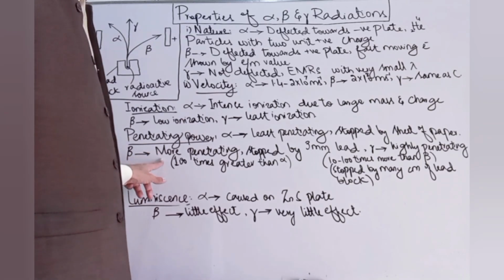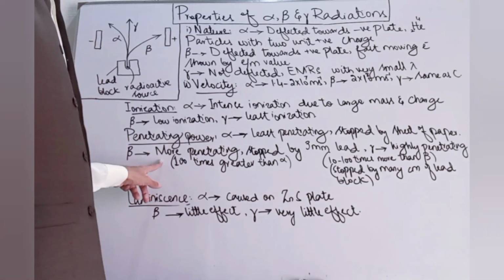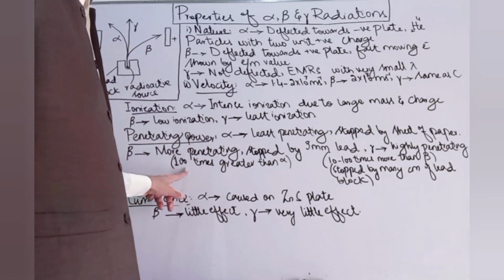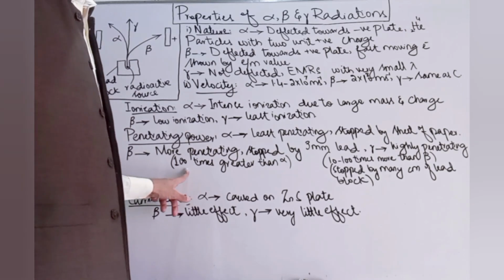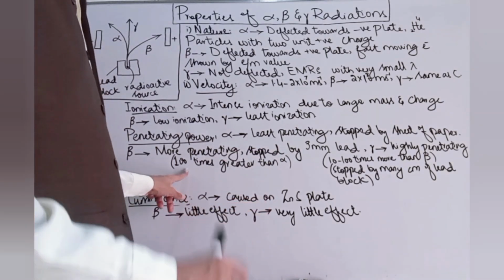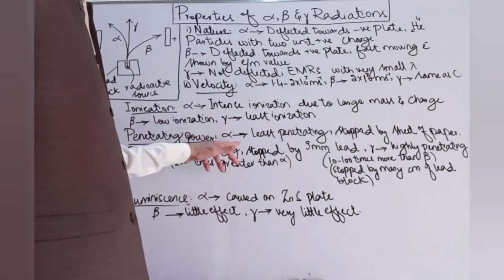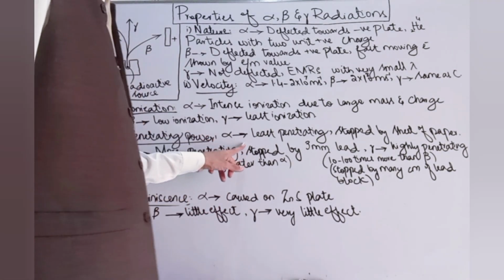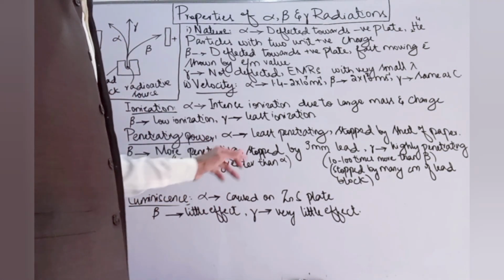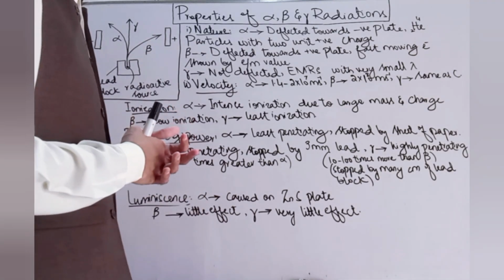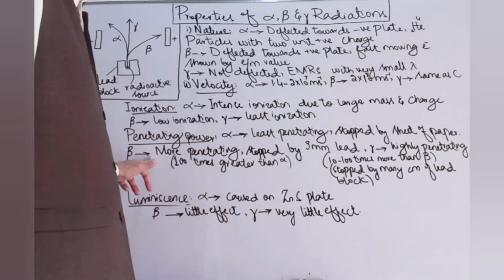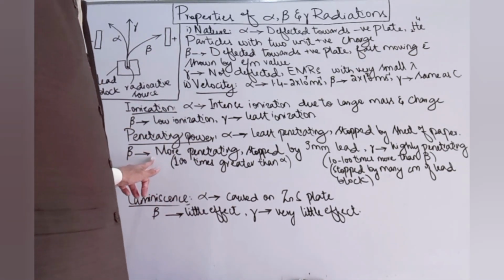Beta particles are more penetrating as compared to the alpha particles, and their penetration is 100 times greater than that of the alpha radiations. Why? Because their mass is small and their speed is large. They can be stopped by a 3 mm lead block. So a 3 mm thick lead sheet is required to stop the penetration of the beta particles.